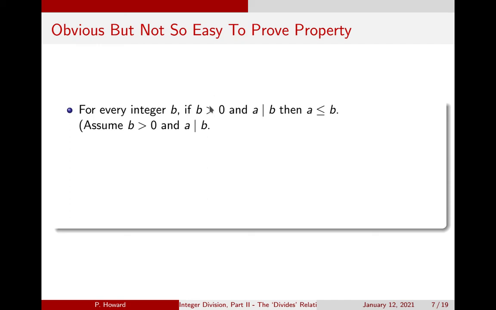So here's the argument in general. Assume that b is an integer greater than 0 and that a divides b. So according to the definition of the divides relation, this means that b is k times a for some integer k.